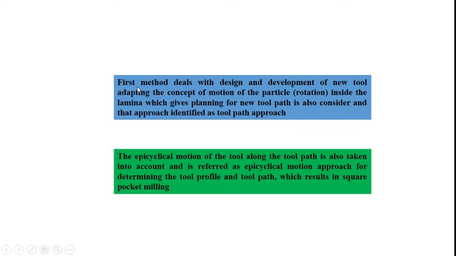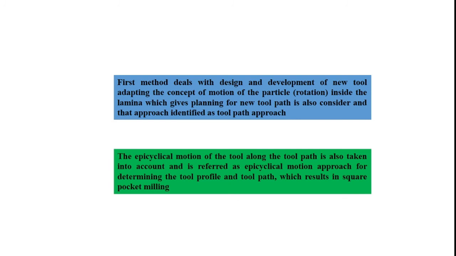I utilize two methods. First, I make a tool profile, and then I make an epicyclical motion with that tool profile. The first method deals with the design and development of a new tool, adapting the concept of motion of a particle inside the lamina, which gives planning for a new tool path, and that approach is identified as the tool path approach. The epicyclical motion of the tool along the tool path is also taken into account and is referred to as the epicyclical motion approach, which is conducted through an elliptical gear train. We can achieve this by determining the tool profile and tool path, which results in a square profile.